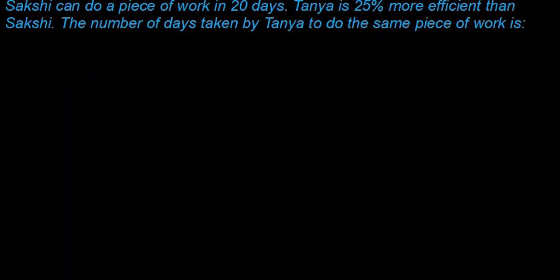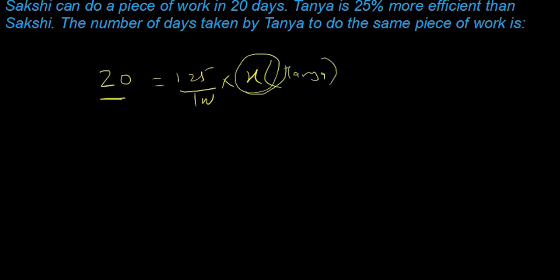Sakshi can do a piece of work in 20 days and Tanya is 25% more efficient than Sakshi. Let's say Sakshi is doing it in 20 days, and this is 125% of something. What something? Tanya's number of days. She is 125% of this 20. Okay, so let's cut it.